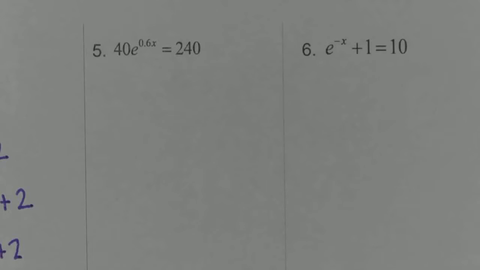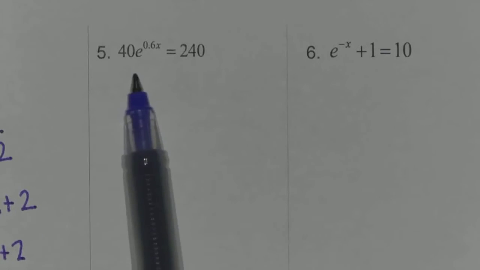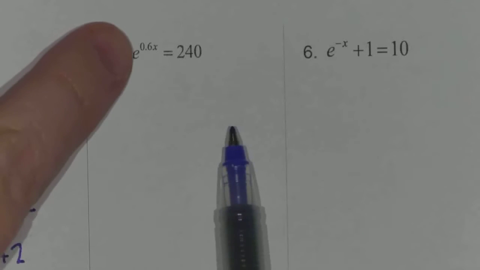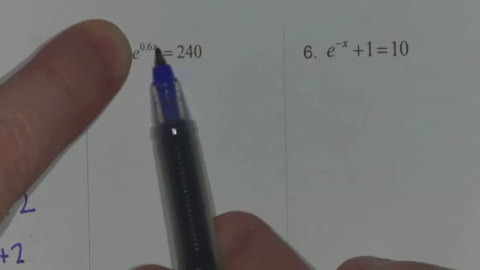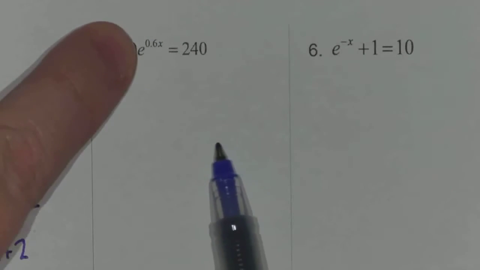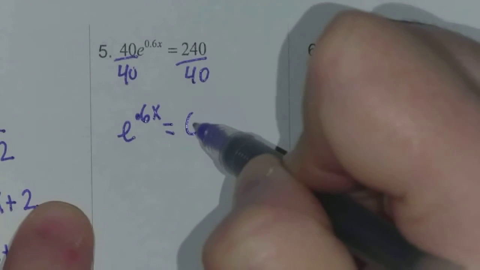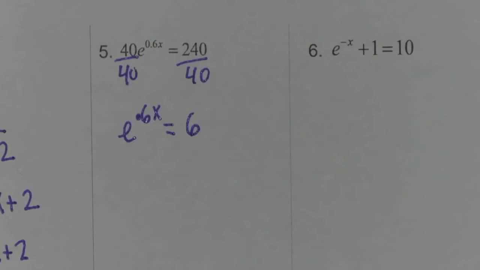This one is in exponential form already with the e to the x. So here's another kind of rule that we can use. Well, there's a couple of things we could do. The first thing I want to do, though, is isolate that e to the power. So how do I get rid of the 40? Divide by 40. When I do that, I get e to the 0.6x equals 6. You guys agree with me on that?